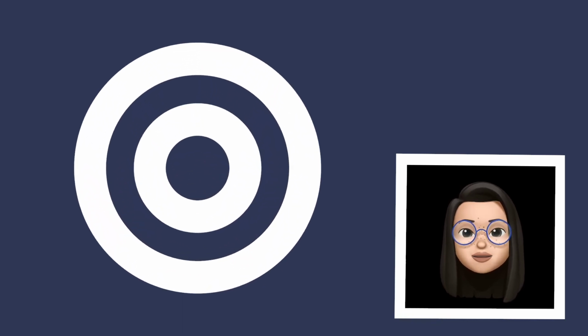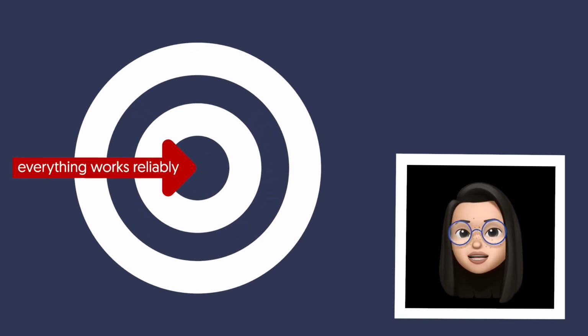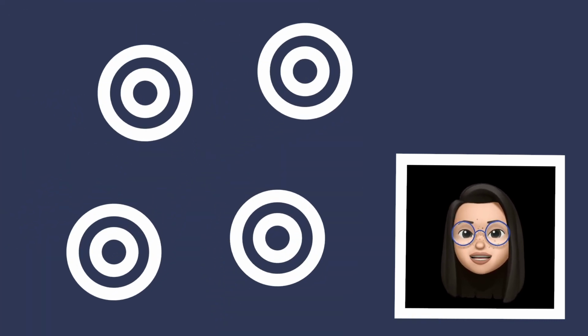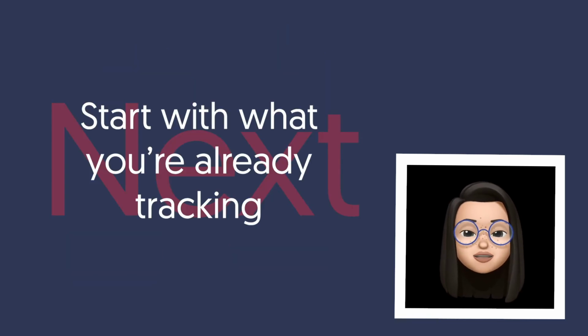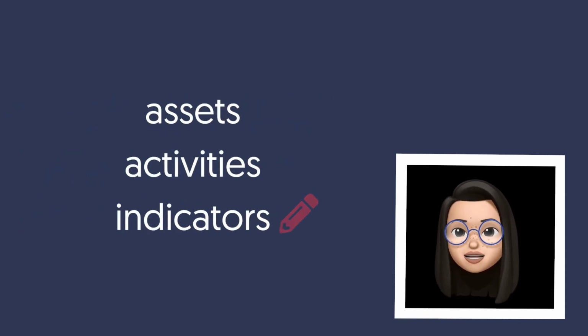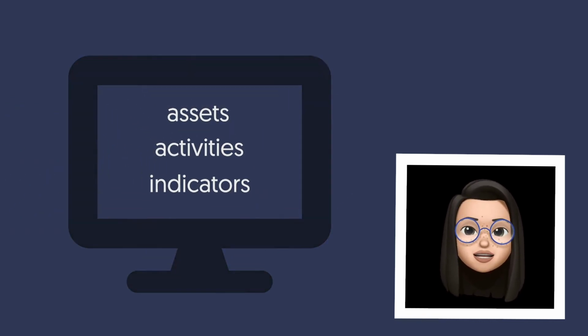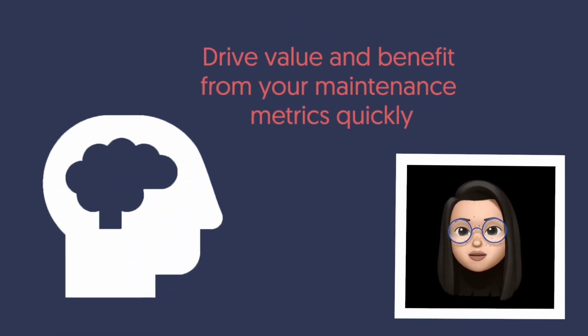Typically, the main goal of any maintenance organization is to make sure everything works reliably in order to support the overall business. However, there might be some more specific goals that your maintenance team is looking to accomplish. Next, start with what you're already tracking. Which types of assets, activities, and indicators do you already have data for? Starting with what you already know will allow you to drive value and benefit from your maintenance metrics quickly.